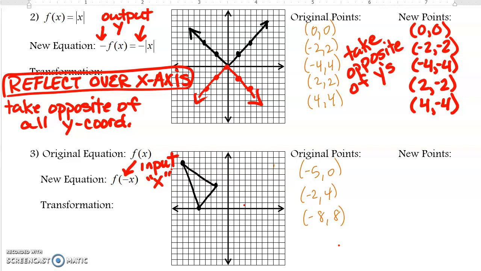So we're going to take this graph, and in order to change the x's, it's going to need to reflect right to left. Negative x's to positive, positive x's to negative. So our graph is entirely on this left-hand side, the negative side. We are going to take the opposite of every x coordinate.